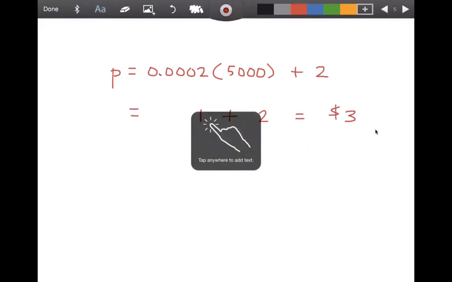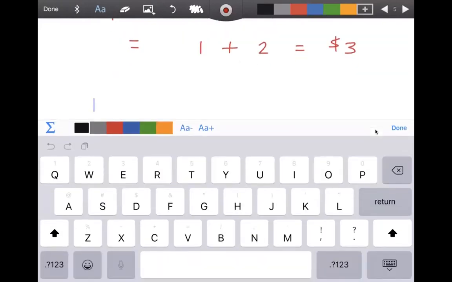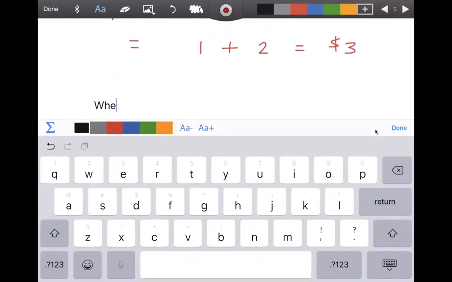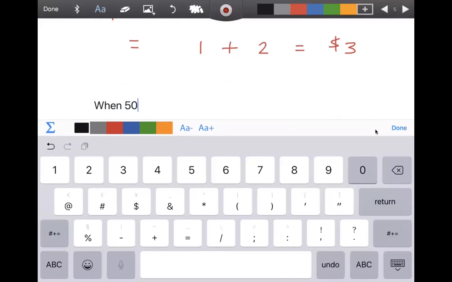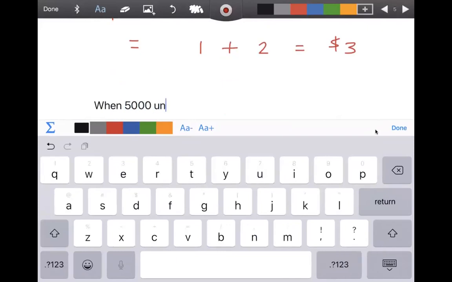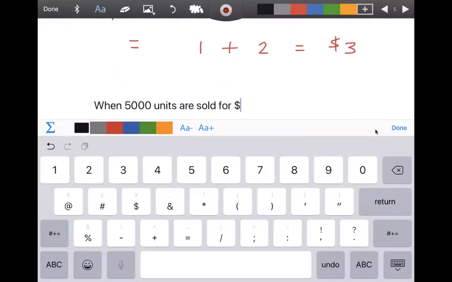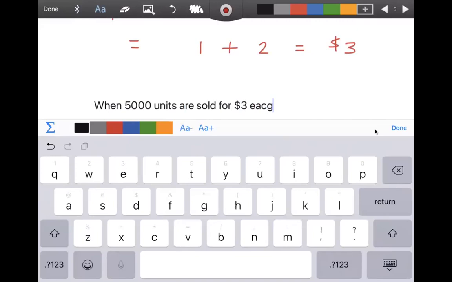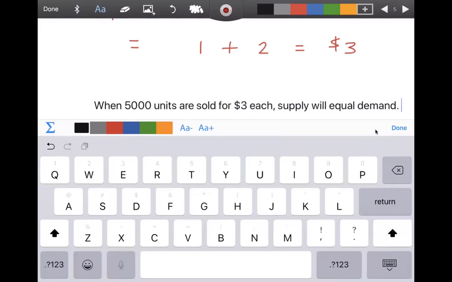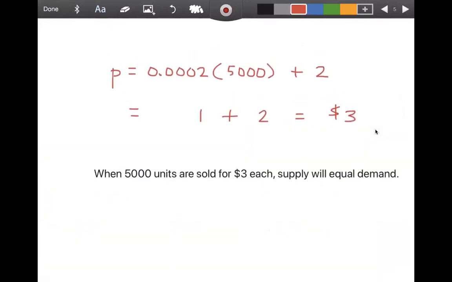Okay, so the moral of the story is that when 5,000 units are sold for $3 each, supply will equal demand. So everybody that wants this product will get it, and I won't have any left over.